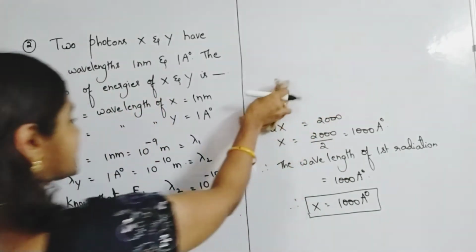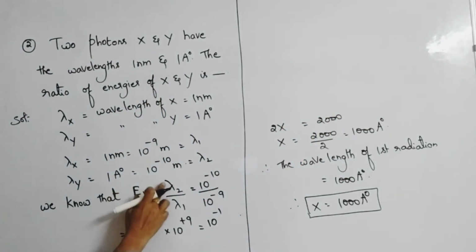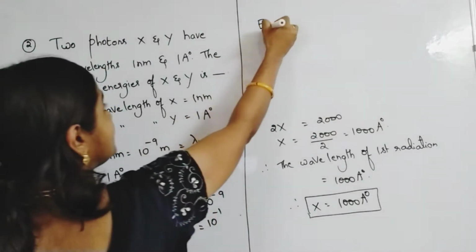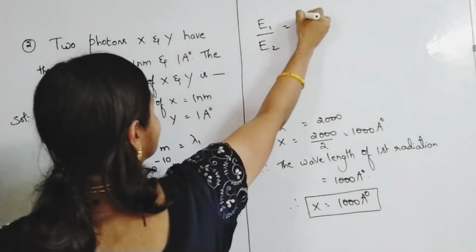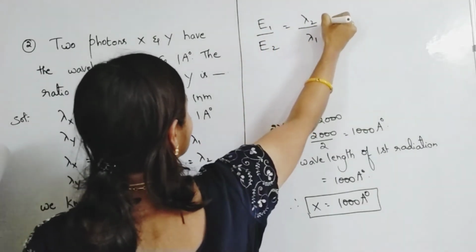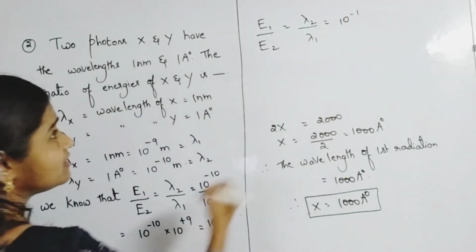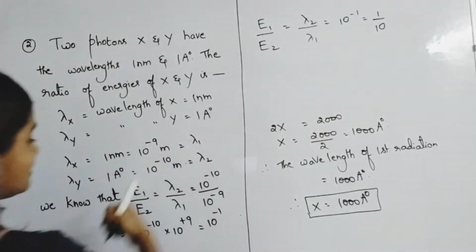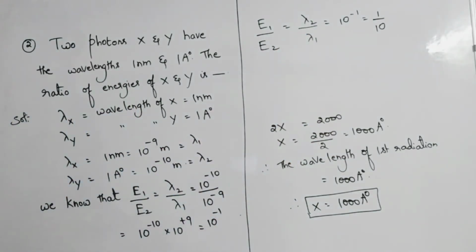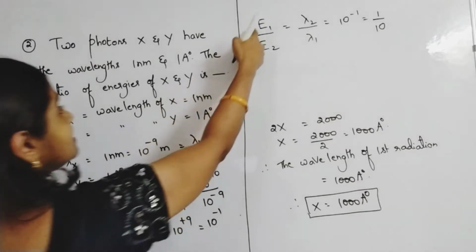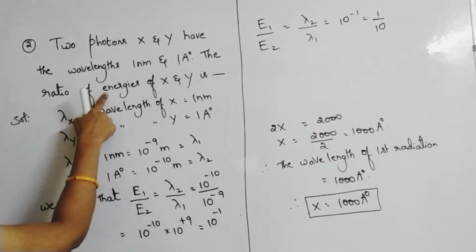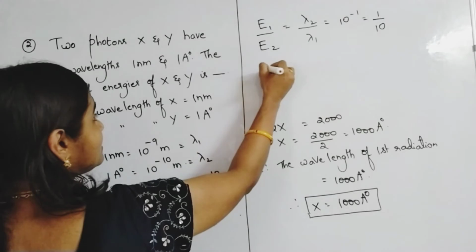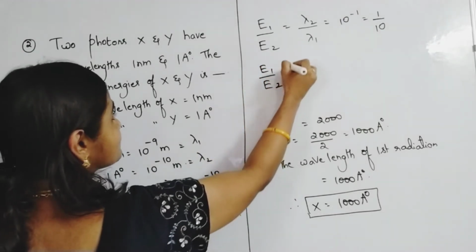Please understand the points carefully. E1 by E2 is equal to lambda 2 by lambda 1. You got it as 10 power minus 1, which is equal to 1 by 10 only, no? So lambda 2 by lambda 1 is 1 by 10. He is asking for E1 is to E2, the ratio of energies of X and Y. So E1 by E2, you got as 1 by 10.